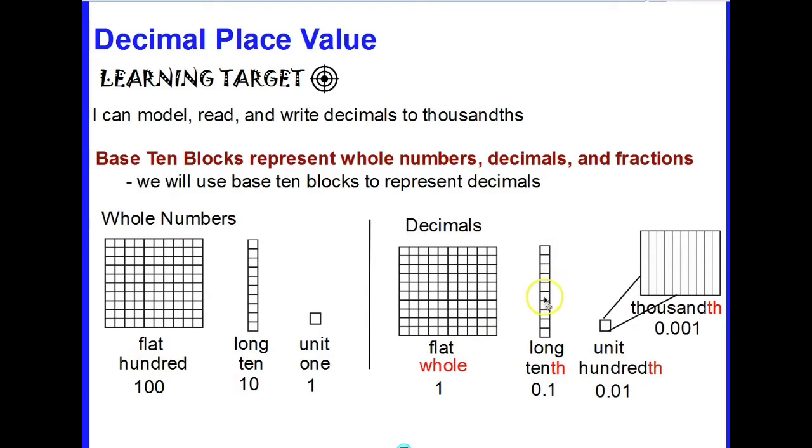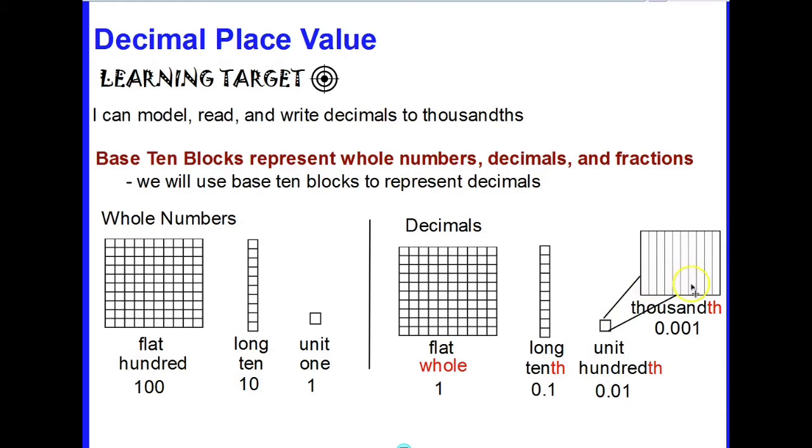When we are talking about a long, we're going to think tenth. And notice the TH is very important because it's tenth and not 10. 10 would be a whole number. Tenth shows us a decimal. This long is 1/10 of this flat, 1/10 of the whole. The unit is 1/100th. So 1 unit is 1/100th of the whole.